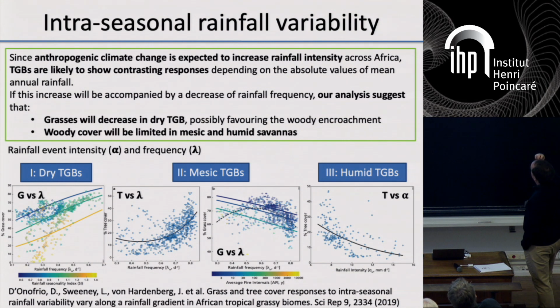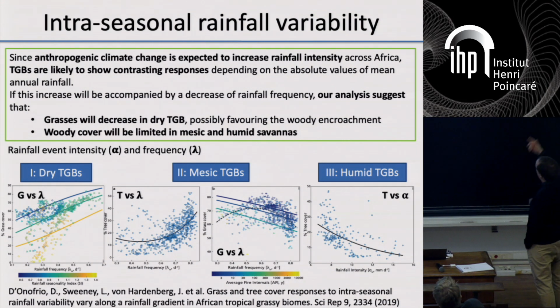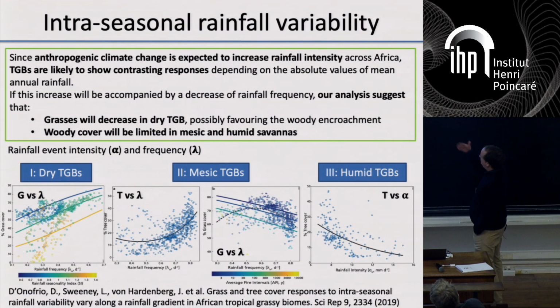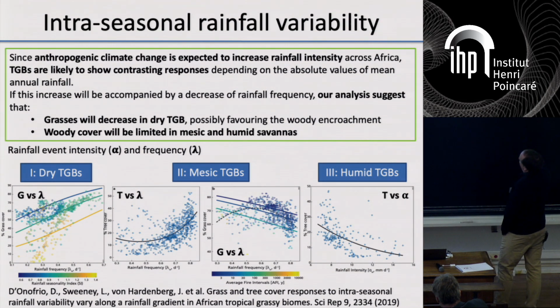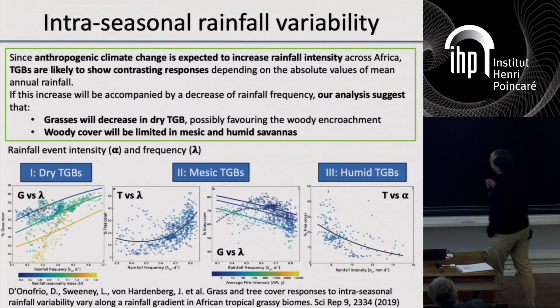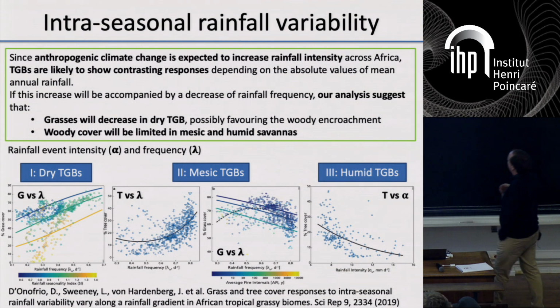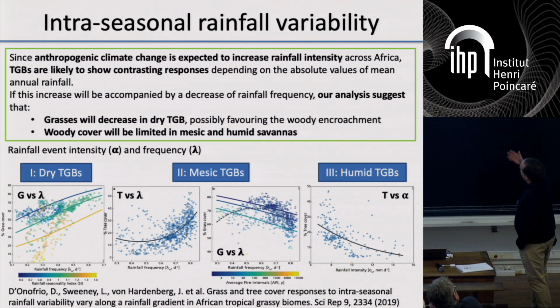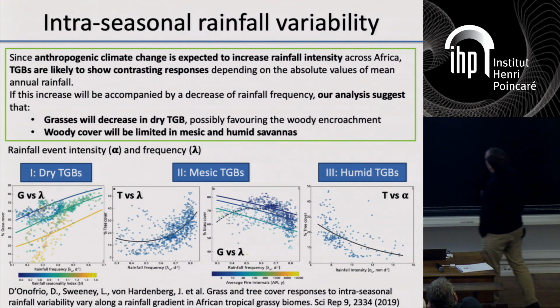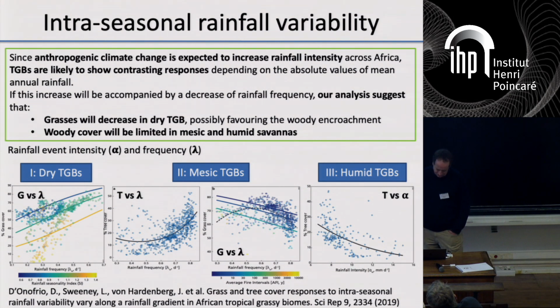But the point is that you see an impact of the intraseasonal rainfall variability. Some variables really depend on this, but actually the effect is a function of the average annual precipitation. So there is a difference between very dry areas and very humid areas. Anyway, in any case, you can still derive some conclusions on this, and possibly also make some predictions of what you could expect in a future climate.